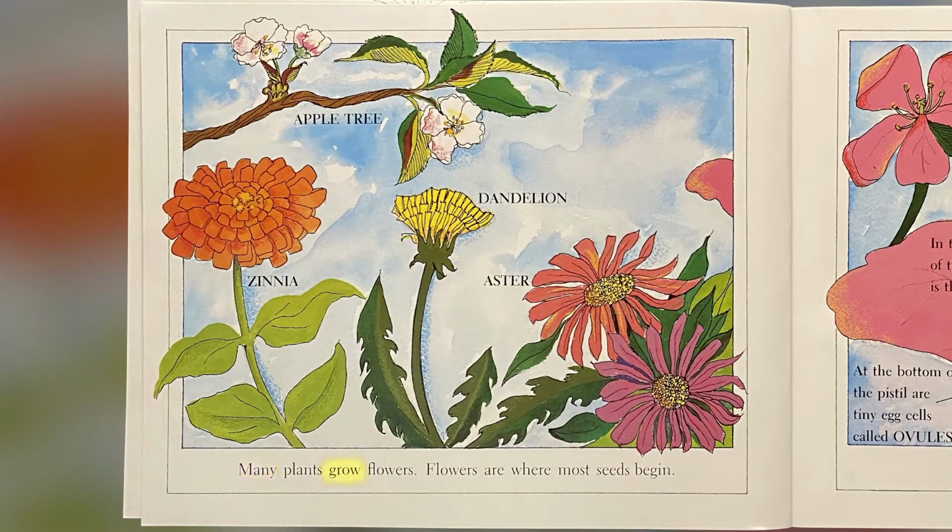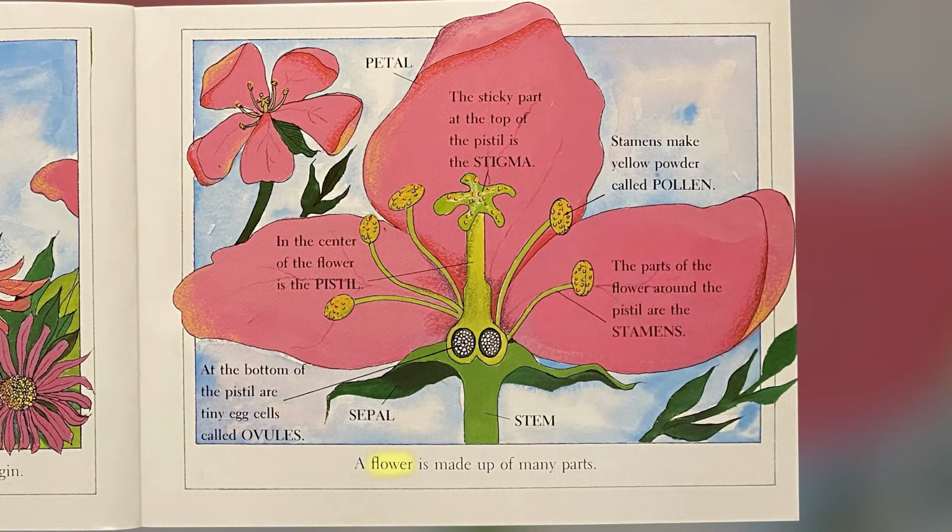Many plants grow flowers. Flowers are where most seeds begin. Apple tree, zinnia, dandelion, aster. A flower is made up of many parts.